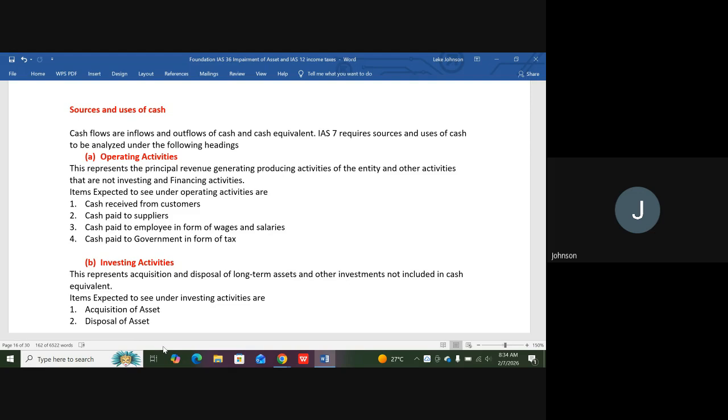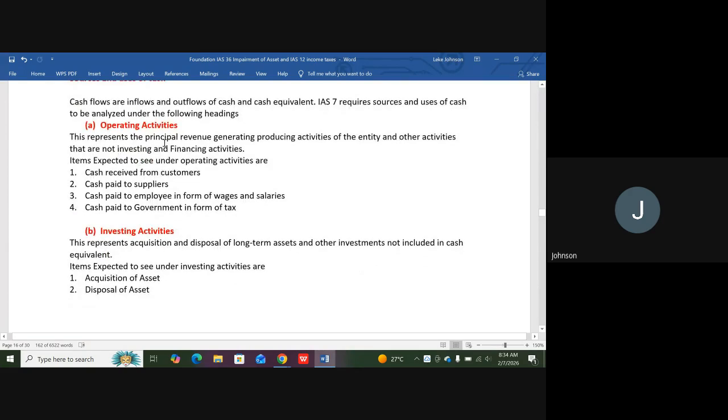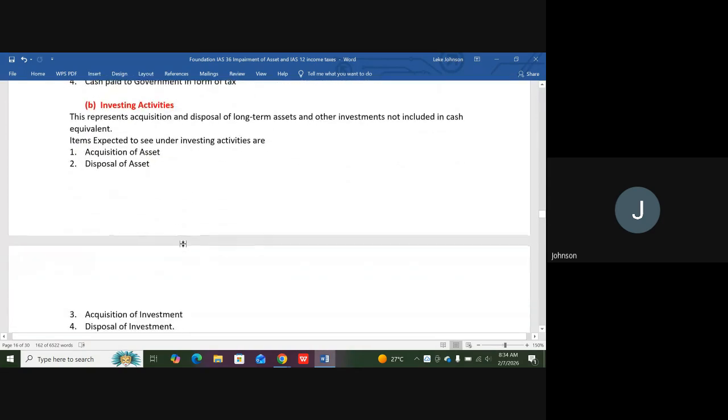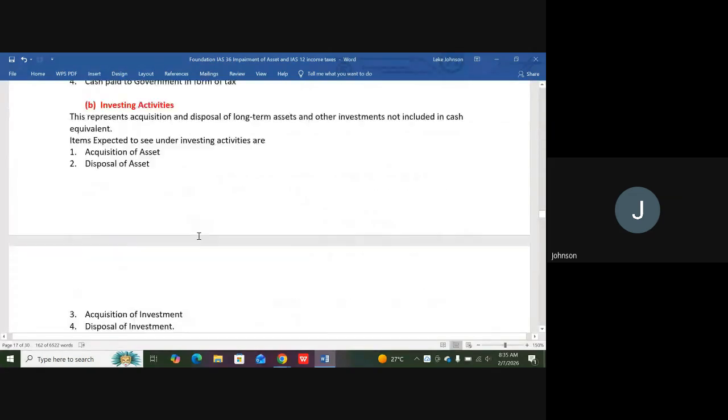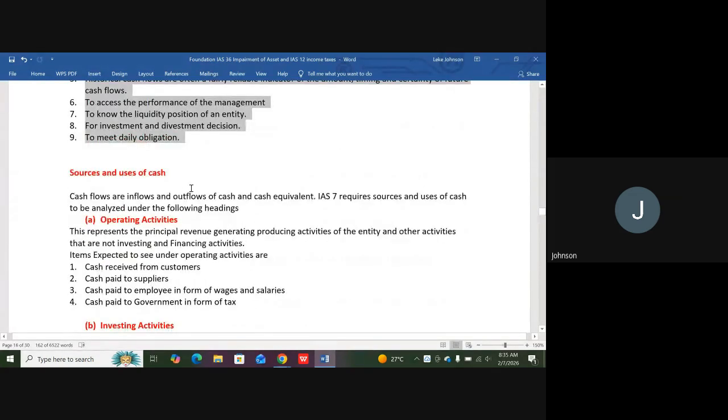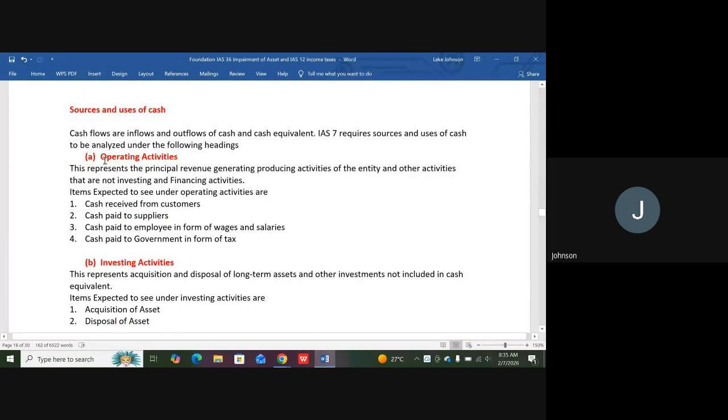So when we are talking about the sources and the uses of cash, we are looking at the various ways in which cash can come in and cash can actually go out. So I think there are three main headings that we're going to consider when we are talking about how cash can come in and how cash can go out. Okay, the first one is operating activities.